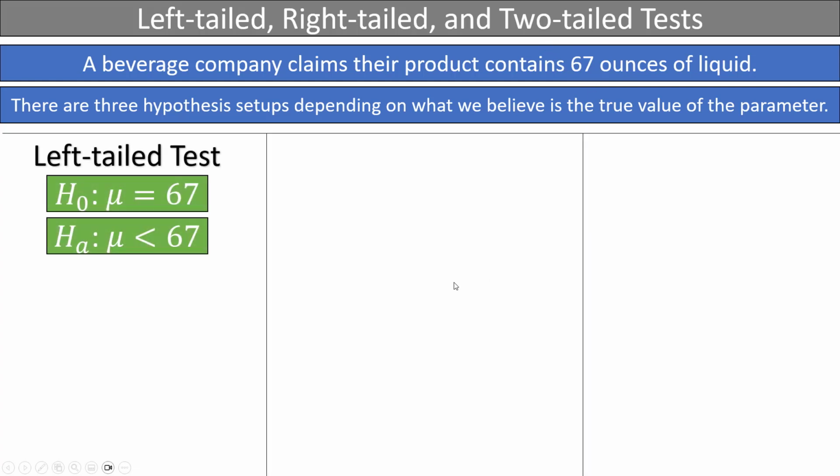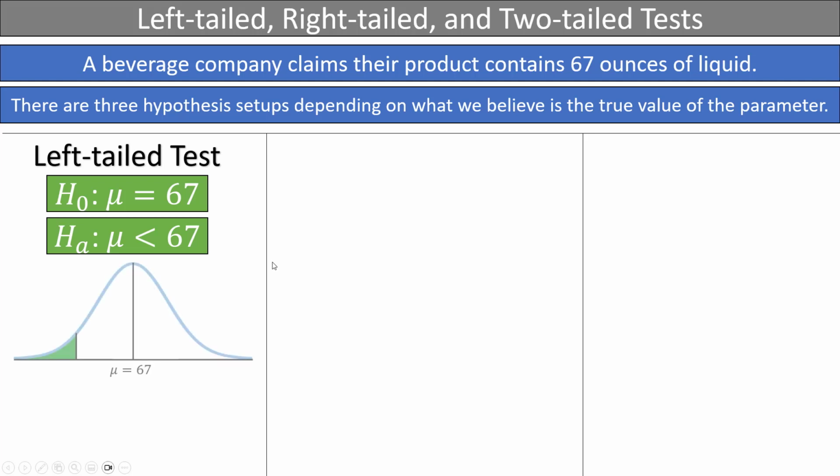If we had a left tail test, we would have this set of hypotheses. No matter what, our null hypothesis is the claim that has been made, that the mean amount of liquid is equal to 67. The alternative hypothesis with a left tail test is going to be that the population mean is less than 67. Remember that the alternative hypothesis is the research hypothesis. This is the hypothesis that you, as the researcher, are trying to prove. So you would use this setup if you believe that the true amount of liquid that you get on average from this product is less than 67 ounces. Basically, you think this company is shortchanging you.